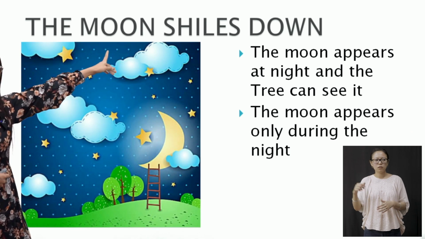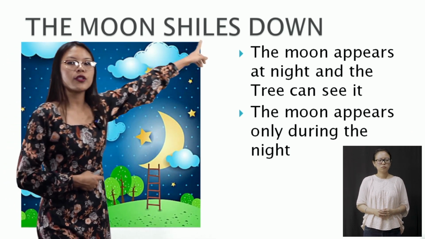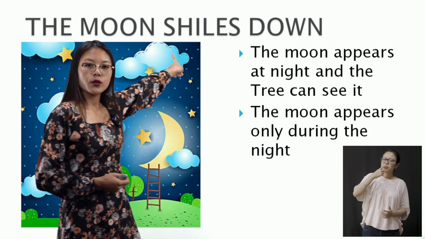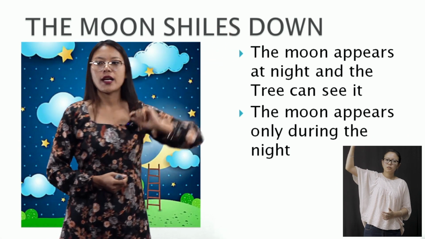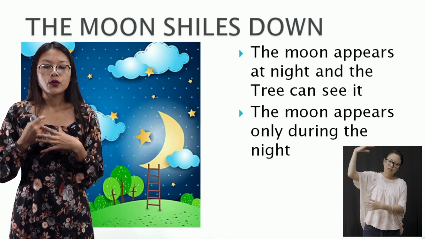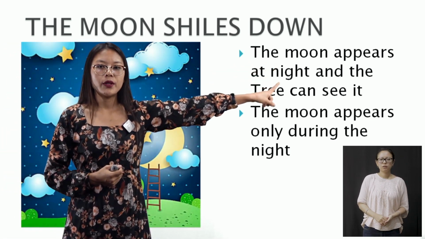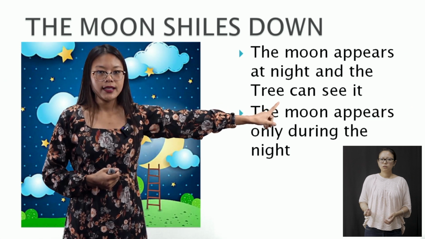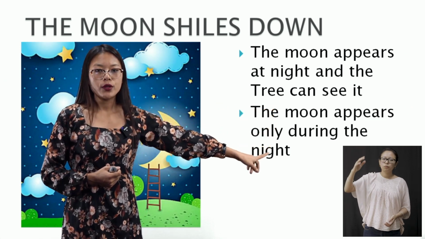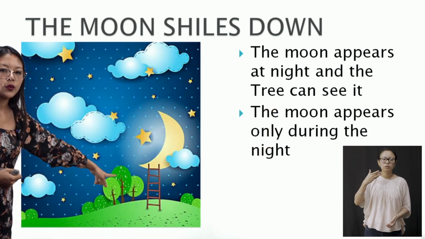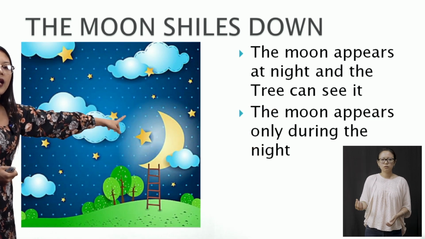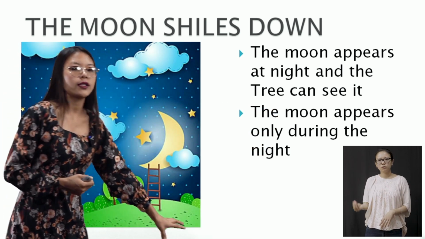Now they see that the moon shines down. Sorry, this will be S-H-I-N-E-S, shines. The moon shines down. That means the moon appears at night and the trees can see it. The moon appears only during the night, right? So here the moon has appeared and it is shining down on earth.